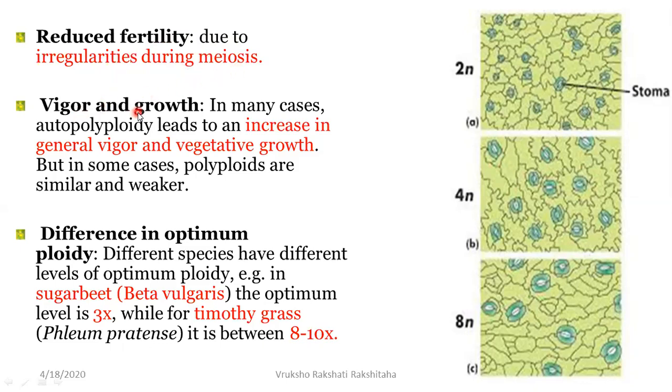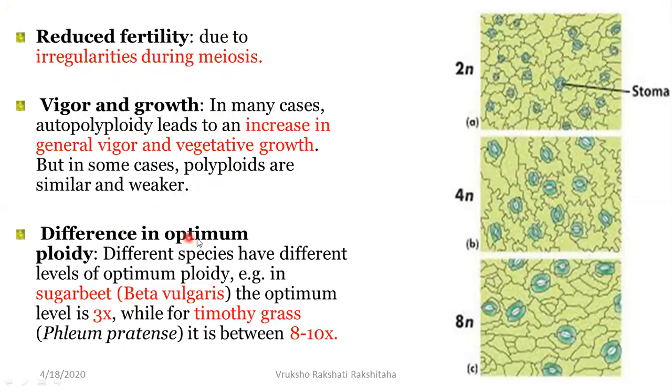Then what about the vigor and the growth? In many cases, it has been found that the phenomenon of autopolyploidy leads to an increase in the general vigor as well as vegetative growth. But in some few cases, it has been found that the polyploids are similar to diploids or sometimes they are even weaker.